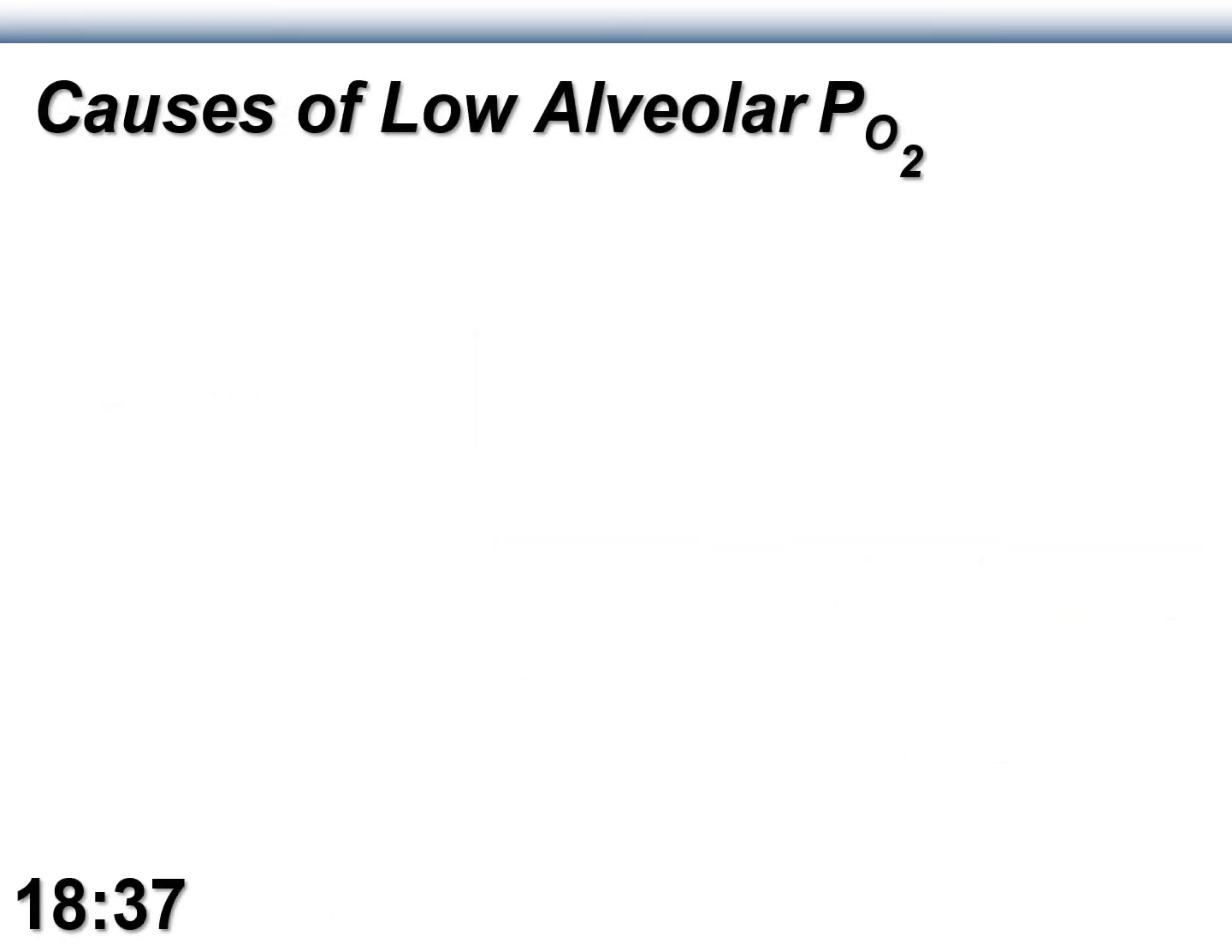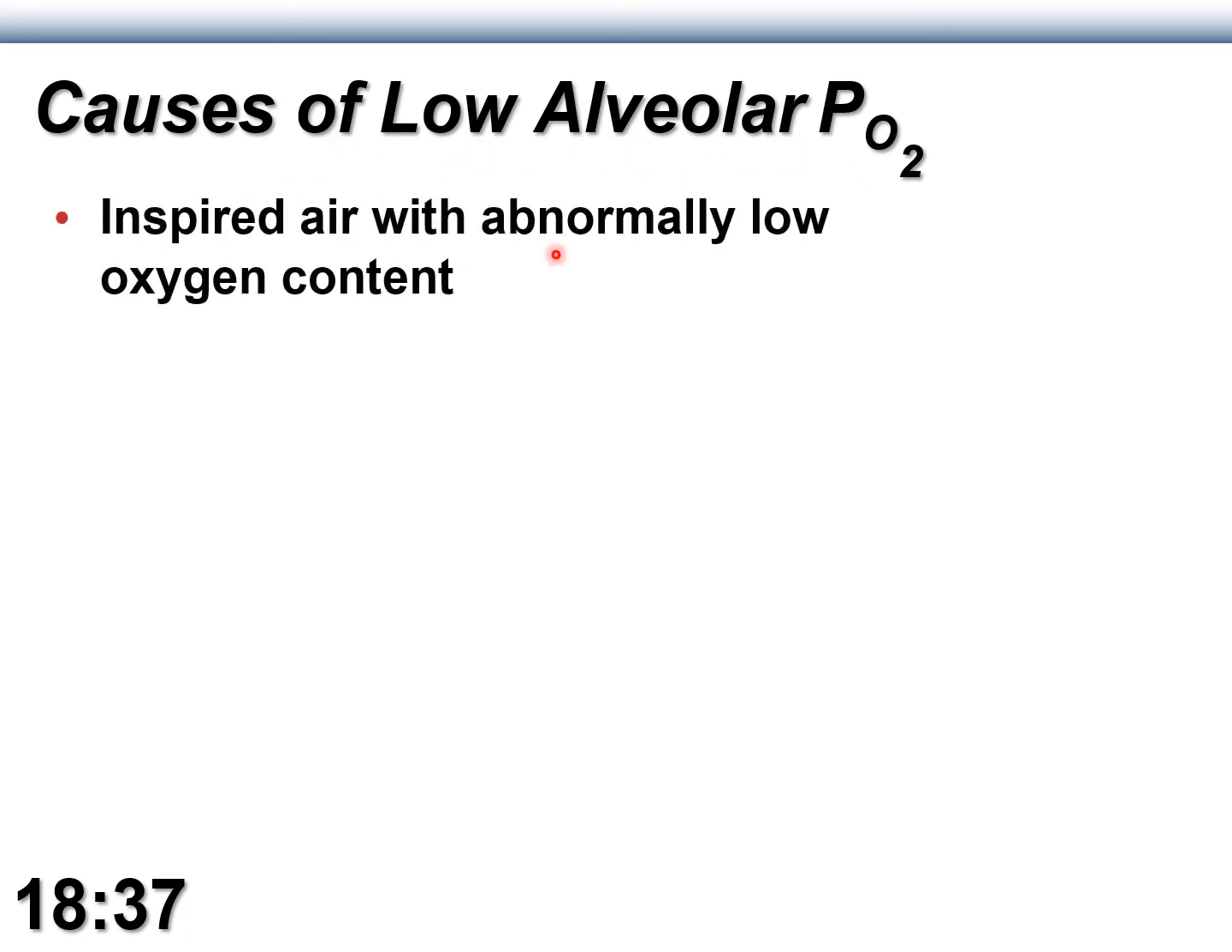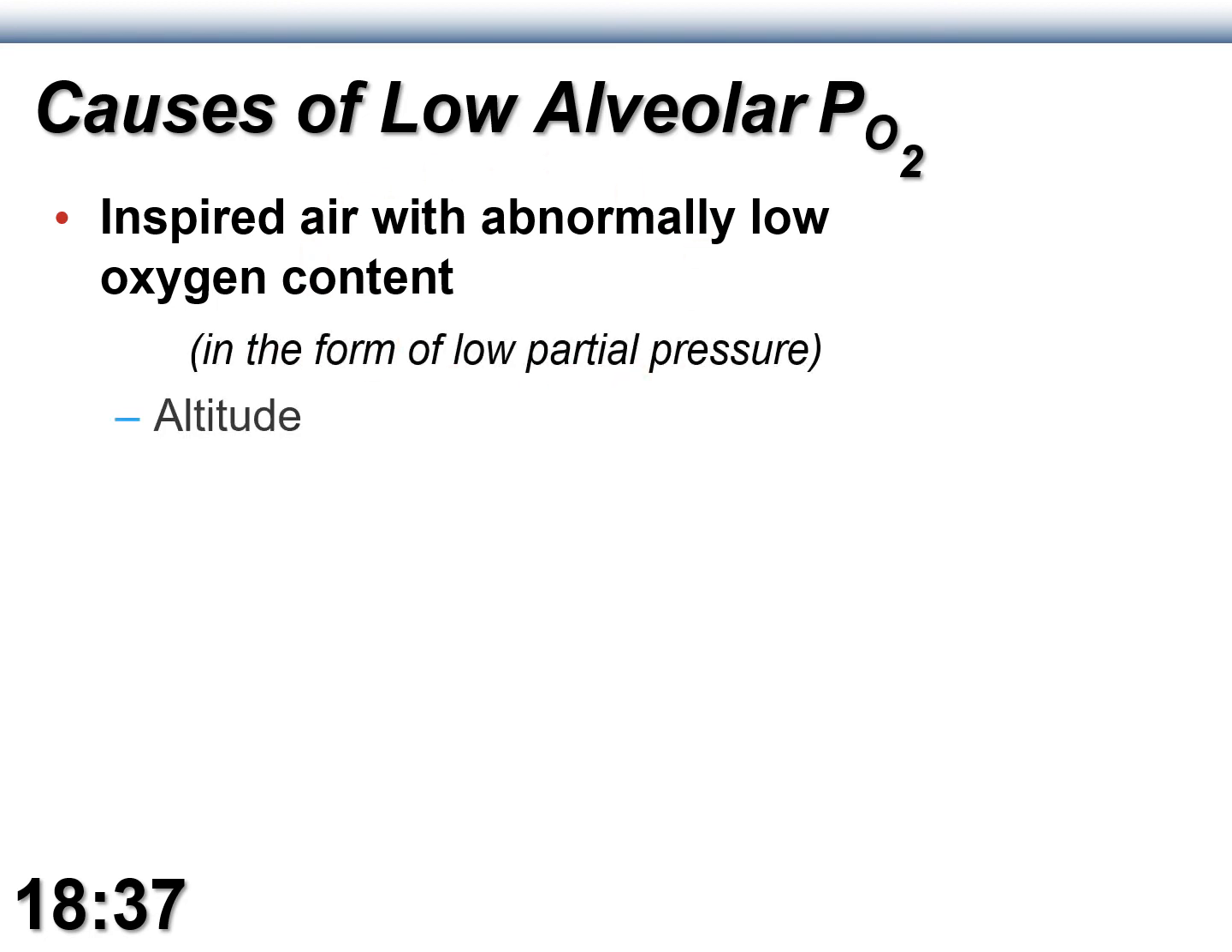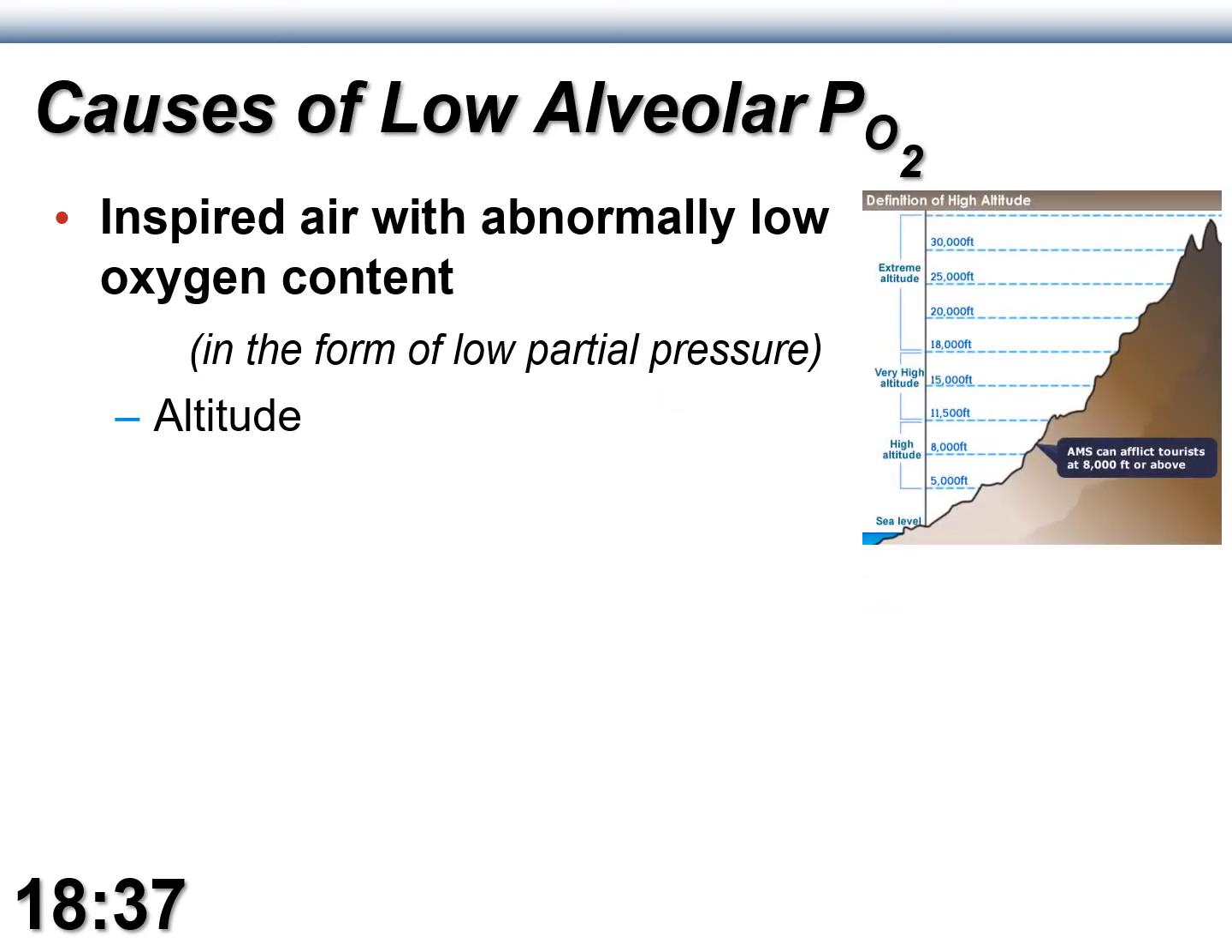So here are some more examples of what would cause hypoxic hypoxia. Inspired air with low oxygen partial pressure. Partial pressure is the key: 100 millimeters of mercury. So low partial pressure of oxygen can drive low PO2. Altitude: if you go to a higher altitude where your overall atmospheric pressure drops, the partial pressure of oxygen also drops. We have 21% oxygen at the top of Mount Everest as we do at the bottom of the Dead Sea, the lowest point on Earth.